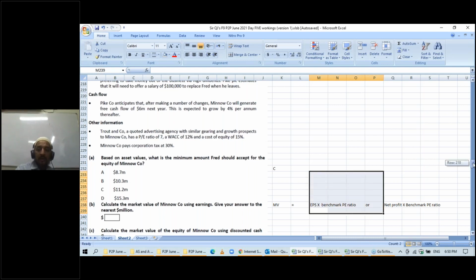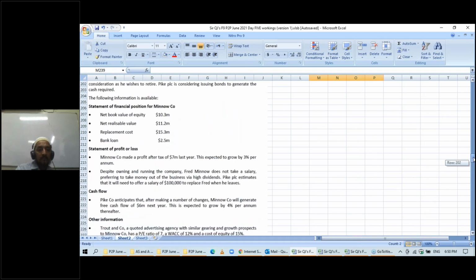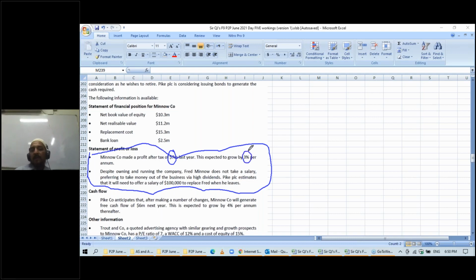Let me refer to the things in the question. Please read this part, the statement of profits. This is Mino company's statement of profit, so this is an income based measure. The profit after tax was 7 million and it is expected to grow by 3%. If you are predicting a price, you won't be using this figure. You will be using 7 grown by 3%, which will be next year's profit and is going to be sustained in the future, because that's historic profit. So you're using a sustainable profit.